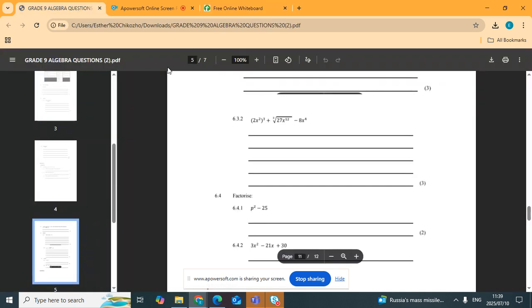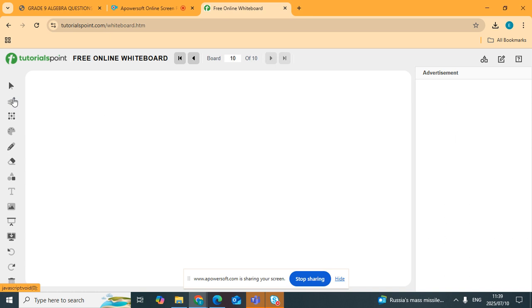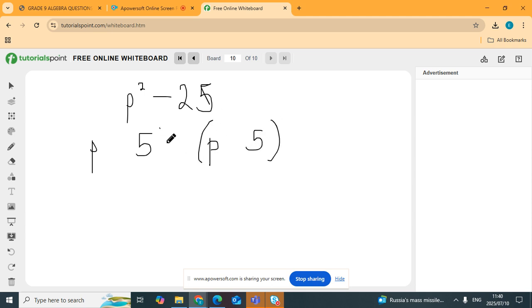Okay, now let us go on to the next part, which is more like the last part, where they talk about factorization of these expressions. Now, we have got p squared minus 25. This is a difference of two perfect squares. The square root of p squared is p. The square root of 25 is 5. So you have a p and a 5 in two different brackets. Then you put a plus and a minus. So you've now managed to factorize it.